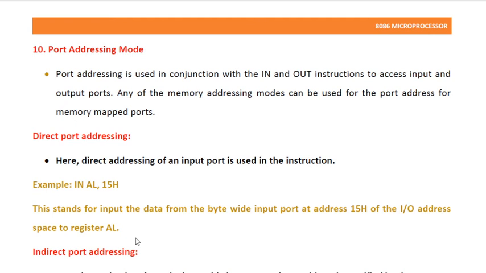Now, port addressing is used in conjunction with the IN and OUT instructions to access input and output ports. Any of the memory addressing modes can be used for port addresses for memory-mapped ports. We'll come to memory mapping and IO mapping in later classes. For now, just remember that port addressing is used with IN and OUT instructions to access input and output ports. So we have direct port addressing and indirect port addressing.